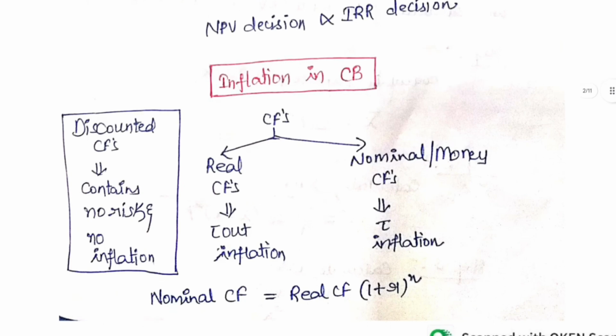Inflation in capital budgeting. Cash flows are of two types: real cash flows and nominal or money cash flows. Real cash flows means without inflation. Nominal or money cash flows means with inflation. Nominal cash flow equals real cash flow into (1 plus r) whole to the power n. Discounted cash flows contain no risk, no inflation. Here, real cash flows contain risk. Nominal or money cash flows are with inflation and with risk.